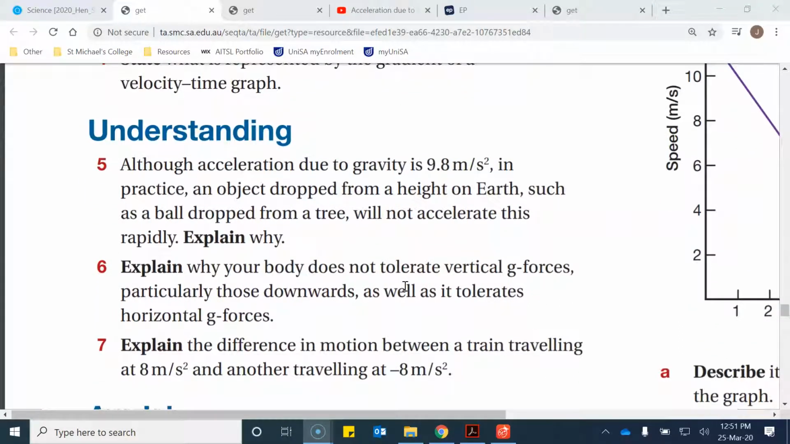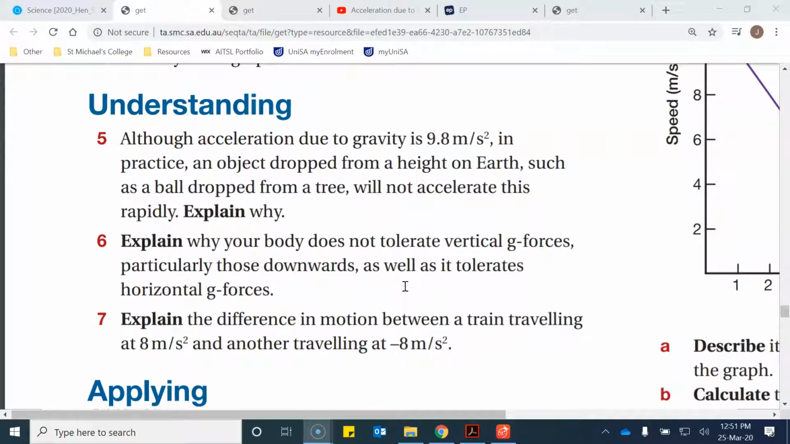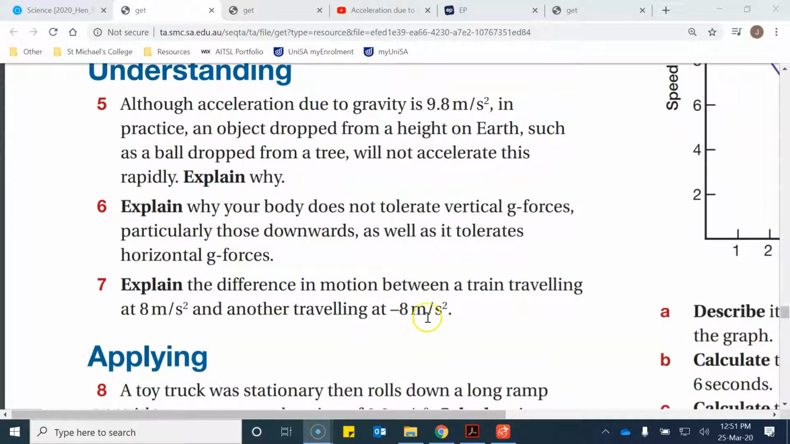Right, you didn't have to do 6. Question 7. Explain the difference in motion between a train travelling at 8 meters per second squared and another travelling at negative 8 meters per second squared. Patrick? Good. This one here, 8 meters per second squared, is accelerating. This one here is decelerating.